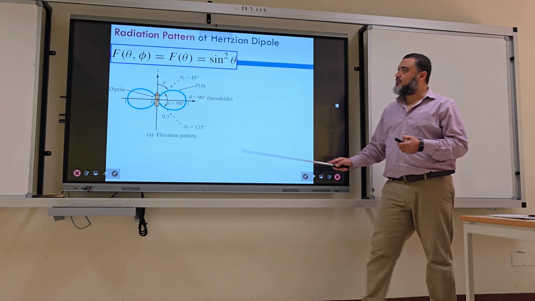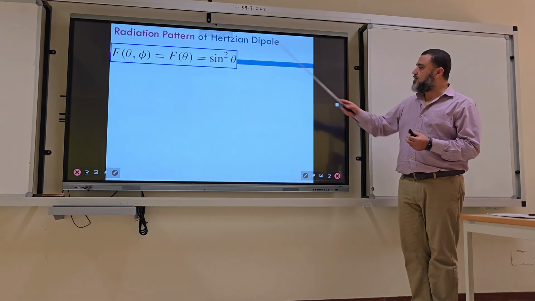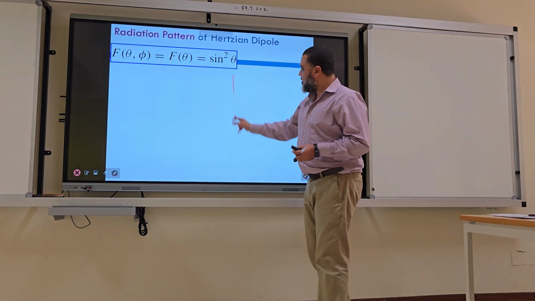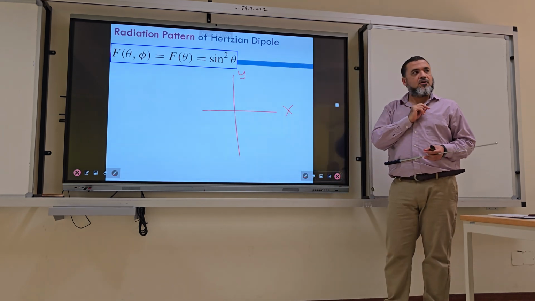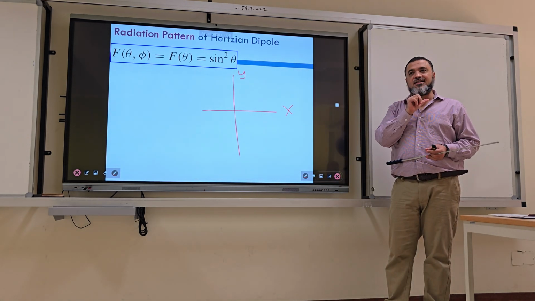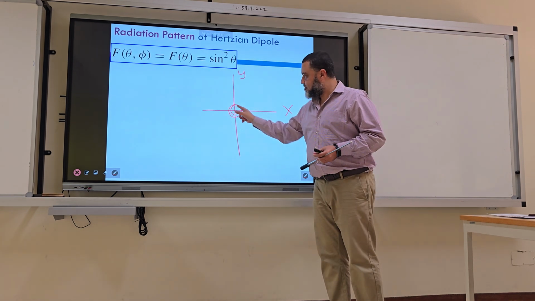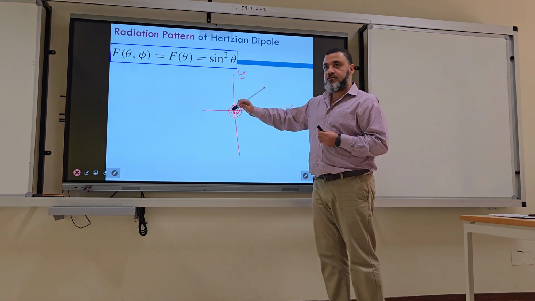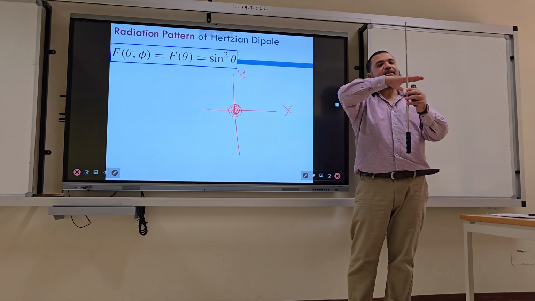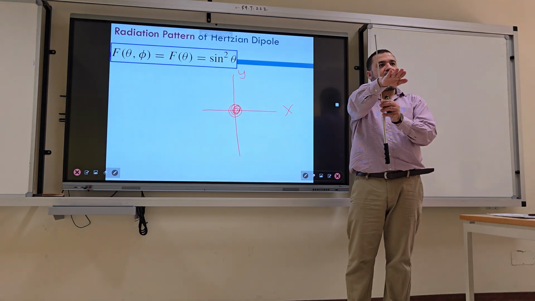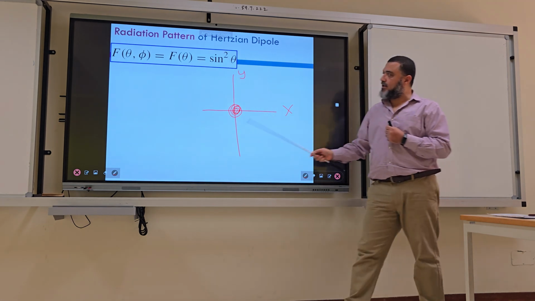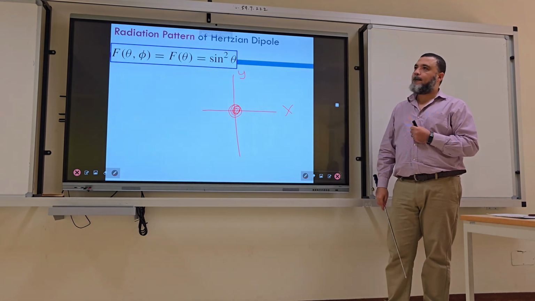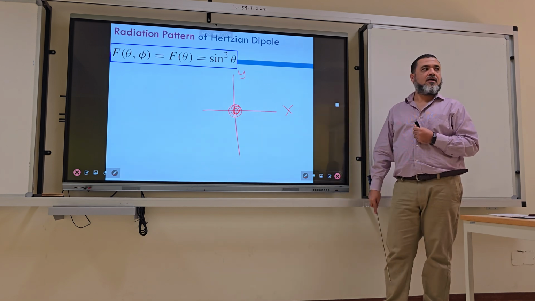Right? What about if I go in the XY plane? If I need to sketch this in the XY plane, what should I see? Assuming this is X, Y. Where is the dipole? Where is the antenna? The antenna was along Z. So the antenna is here, and you need to sketch the pattern in this plane, the XY plane. What should I see? A donut. Not a donut. What is angle theta in the XY plane?